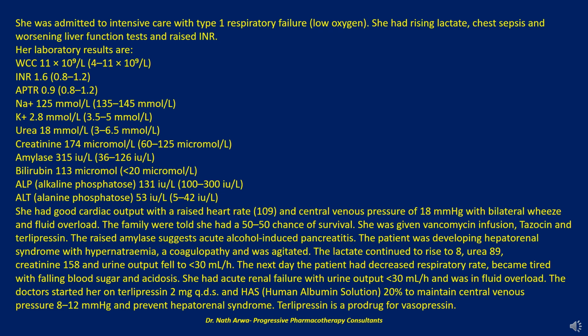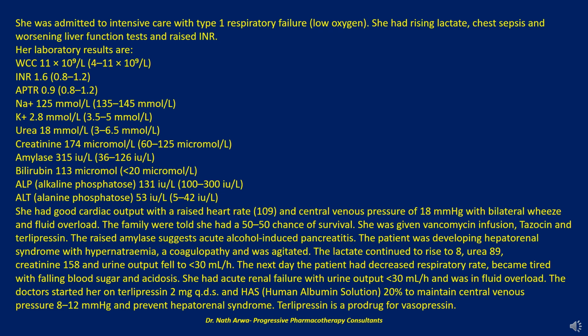Sodium levels of 125 millimoles per liter. The reference range is 135 to 145 millimoles per liter. Potassium levels of 2.8 millimoles per liter. The reference range is 3.5 to 5 millimoles per liter. Urea of 18 millimoles per liter. The reference range is 3 to 6.5 millimoles per liter. Creatinine 174 micromoles per liter. The reference range is 60 to 125 micromoles per liter.